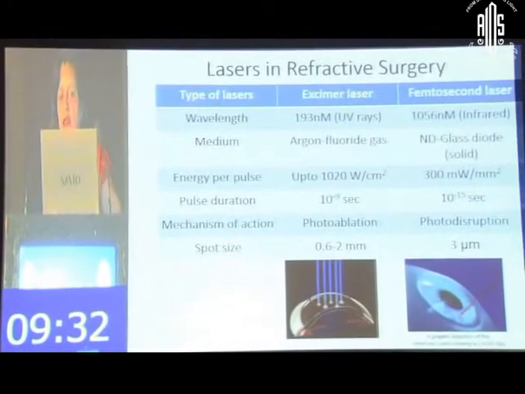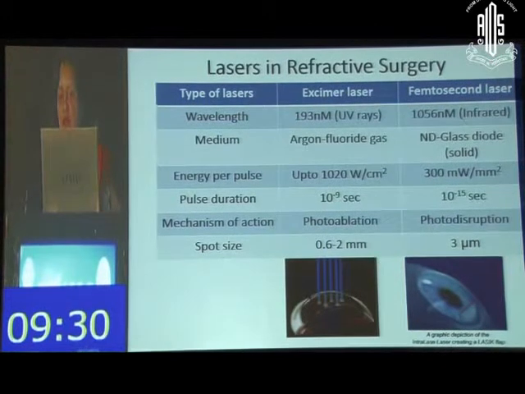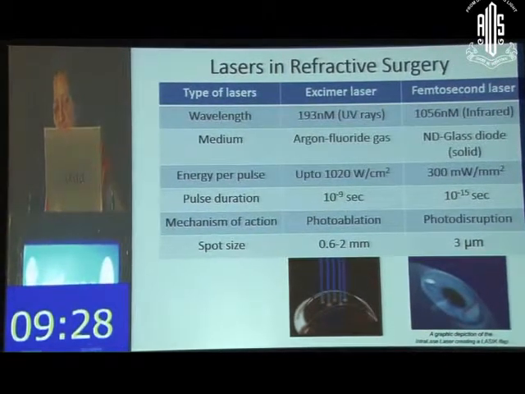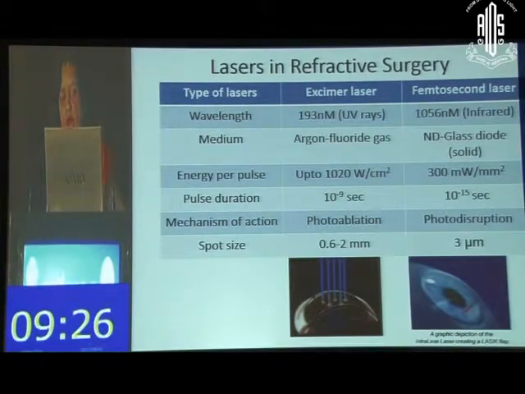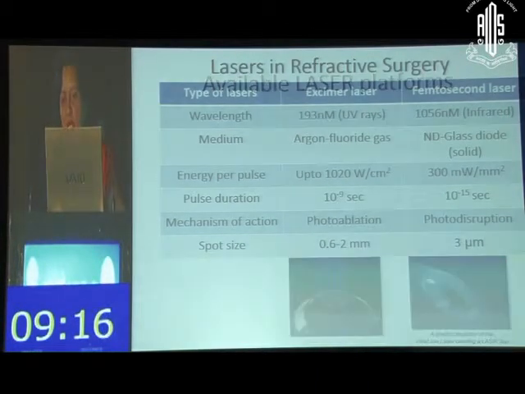The femtosecond laser is basically a 1053 nanometer infrared laser, which is neodymium glass diode. Energy per pulse is 300 milliwatt per millimeter square. The pulse duration is 10 raised to the power minus 15 seconds. The mechanism of action is photodisruption and the spot size is 3 microns.